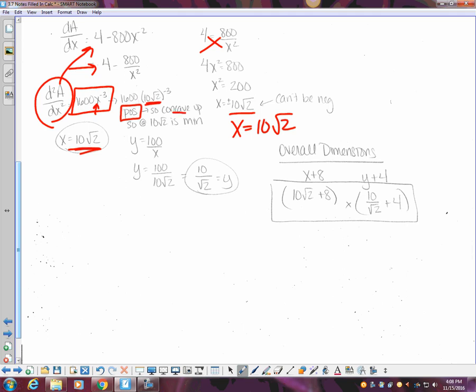So I know it's concave up. So I know that at 10 root 2, we are a minimum. So I've just proved that it's a minimum. My x is 10 root 2. I need to go find my y. Well, I'm going to use this formula from way back at the top: y equals 100 over x. Then I'm going to plug my 10 root 2 into the bottom. I'm going to clean these up. And that's my y.